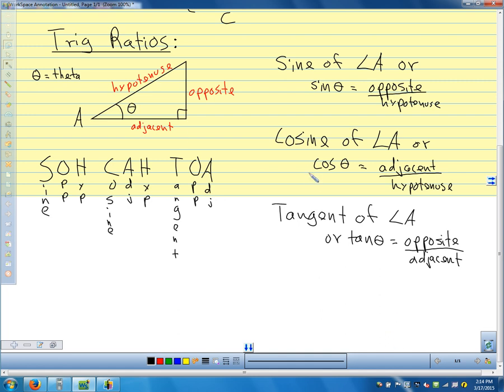So SOHCAHTOA is going to help us remember these ratios. And these ratios are what we're going to use to solve problems using trigonometry. What we're talking about today is trigonometry that has to do with right triangles. So we need a right angle there to do the trigonometry that we're doing today. If it's not a right angle, you have to do some more work, and you'll learn about that later.